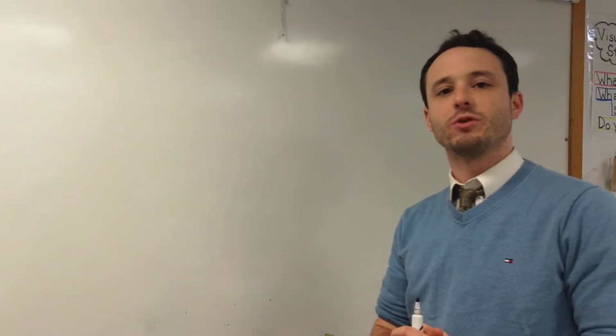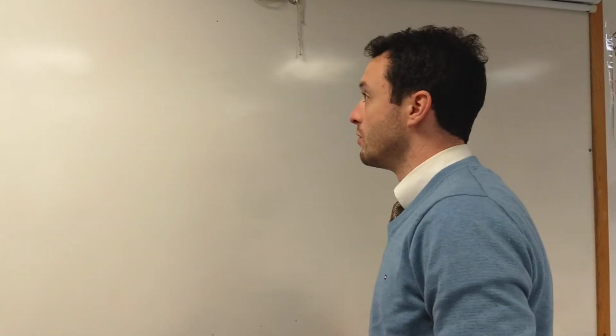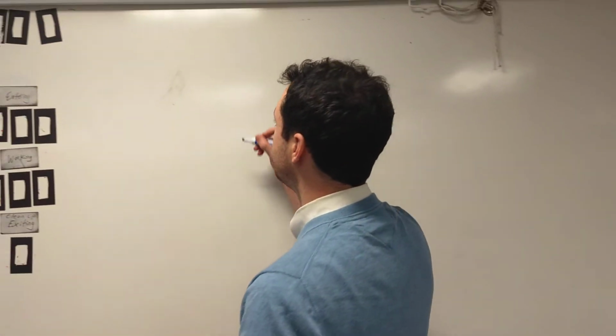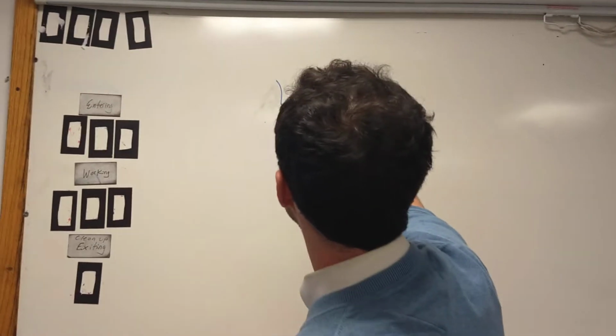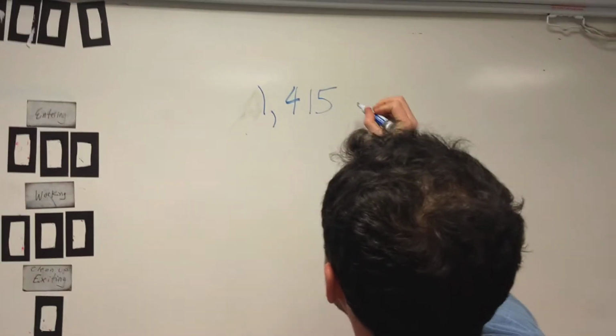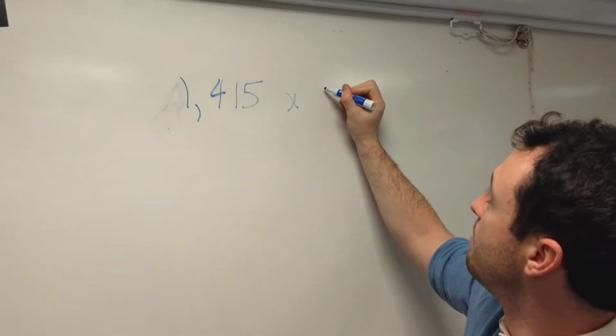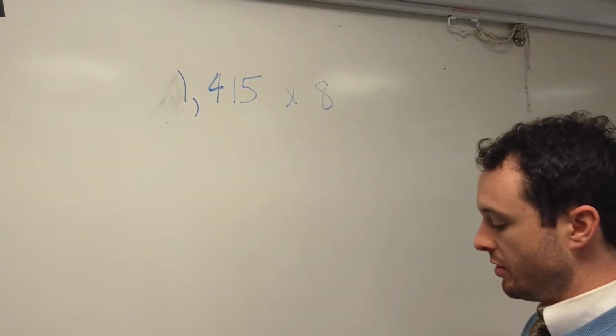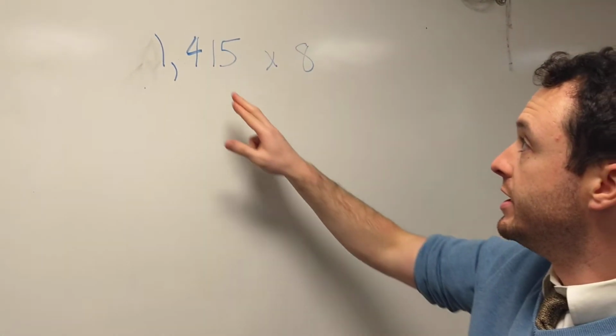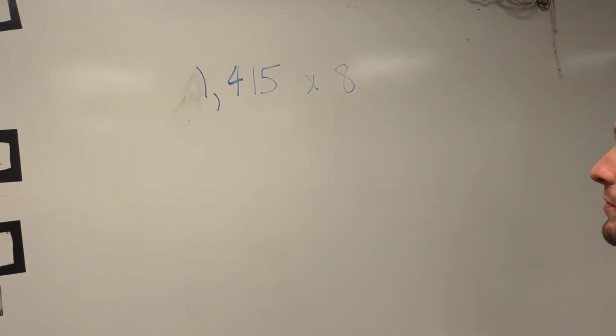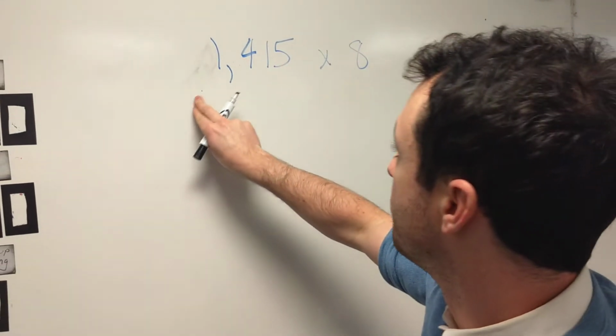All right, today we're going to use the partial products model to solve multiplication problems. The first one we're going to do is a 4-digit by 1-digit problem. Let's say I have 1,415 and I'm multiplying that by 8. The first thing I want to do is decompose 1,415 into expanded form.